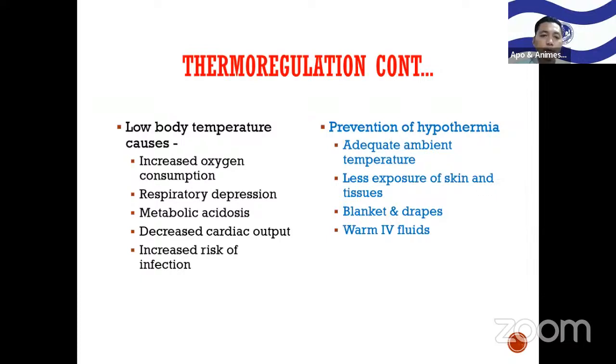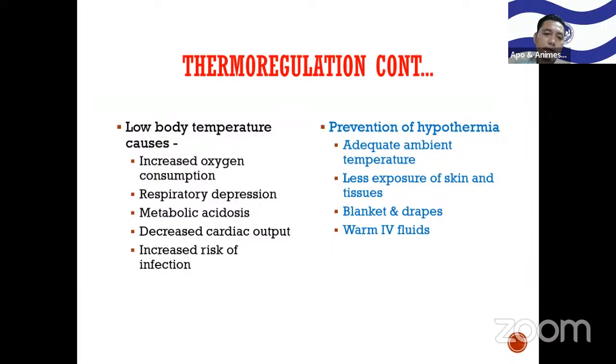Low body temperature may cause increased oxygen consumption, respiratory depression, metabolic acidosis, decreased cardiac output, and increased risk of infection. Therefore, we should always try to maintain normothermia in neonates and babies.